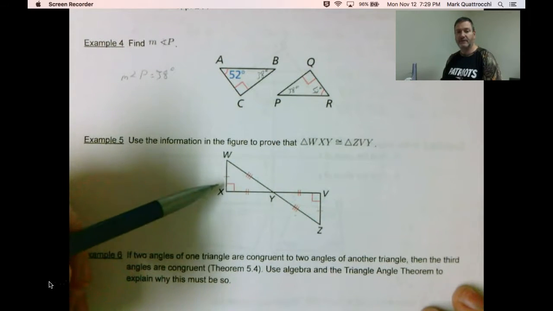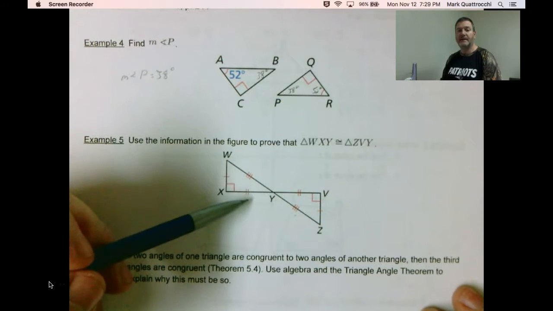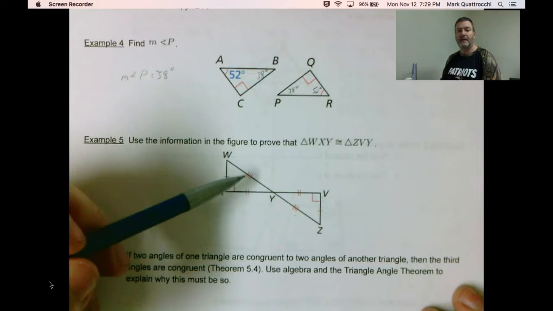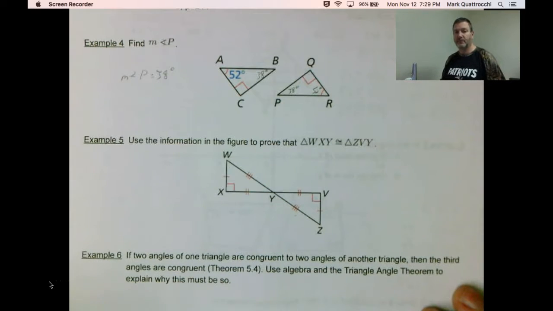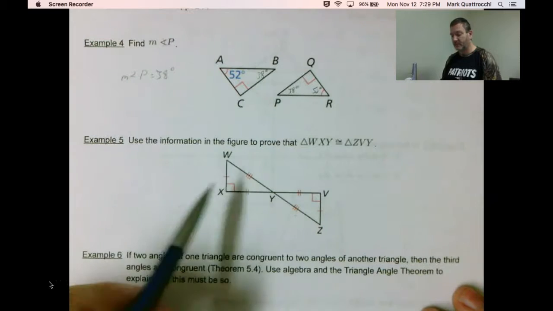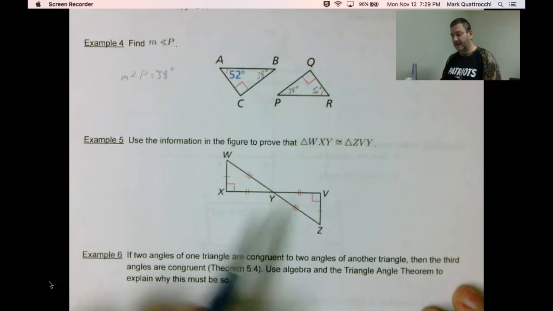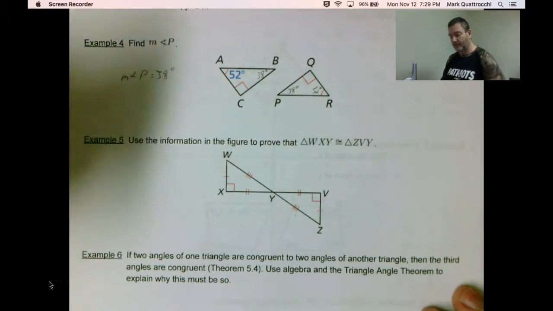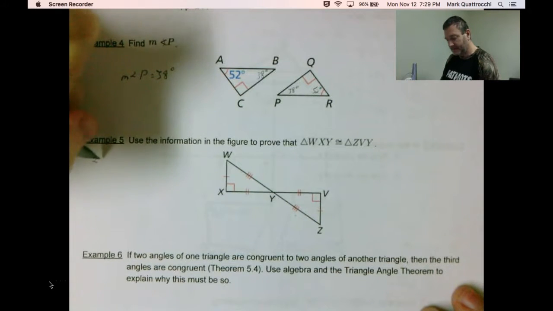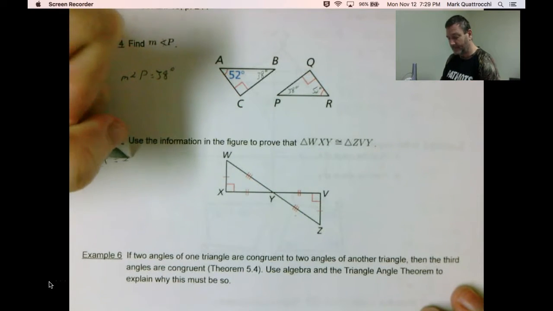We already have our 3 pairs of congruent sides given to us. So WX is congruent to VZ, XY is congruent to VY, and WY is congruent to ZY. So we have 3 pairs of congruent sides. We now need 3 pairs of congruent angles. Angle X is a right angle. Angle V is a right angle. That's what's given to us. They're not given as congruent. Angle X is congruent to angle V.